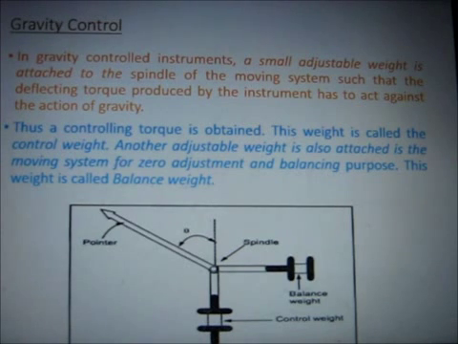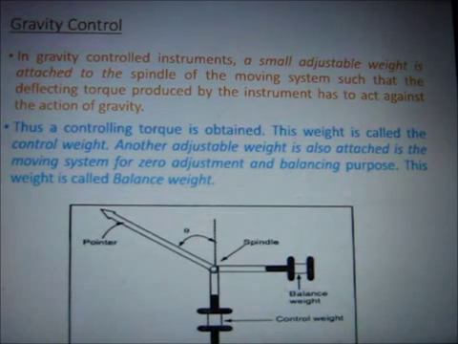Now the second type is the gravity control. In this case, as the name suggests, a small adjustable weight is attached to the spindle of the moving system such that the deflecting torque produced by the instrument has to act against the action of gravity. Thus, a controlling torque is obtained. This weight is called the control weight. As you can see in this picture, there is a pointer moving theta degrees from the mean position, that is the spindle, and a small balance weight known as the controlling weight is attached.